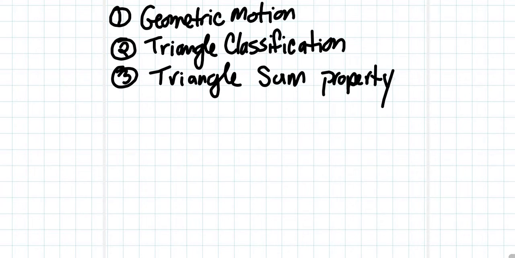So these are the 3 topics I'm going to go over before I explain the problem. So if you have a notebook or a pen and paper, that would be good so you can write down these notes. Again, topic 1, geometric motion. Topic 2, triangle classification. Topic 3, triangle sum property.